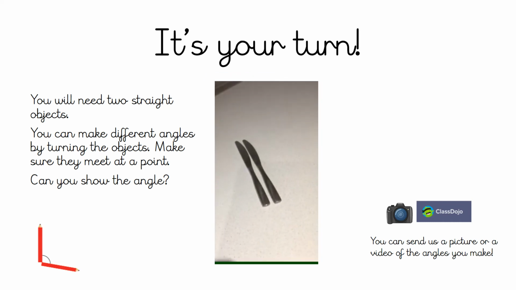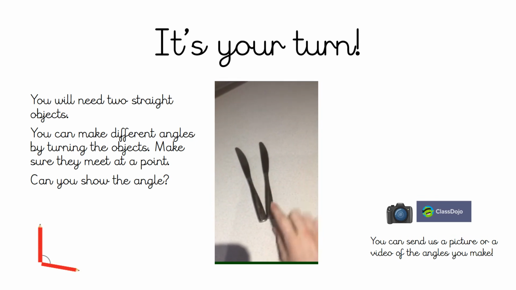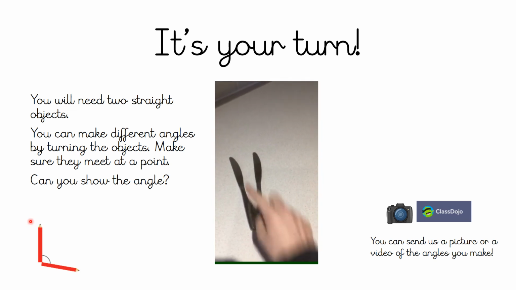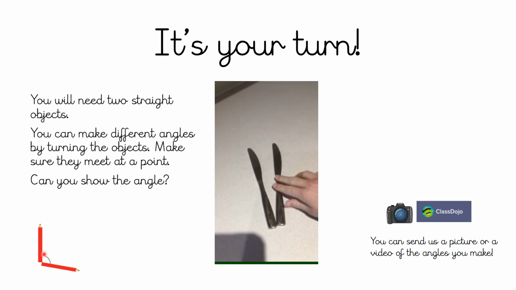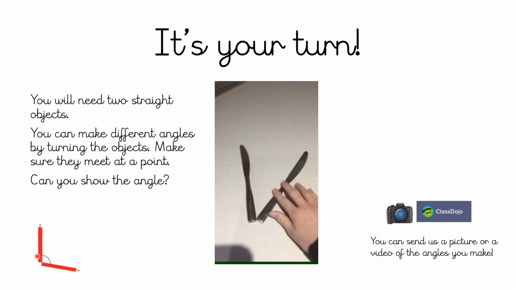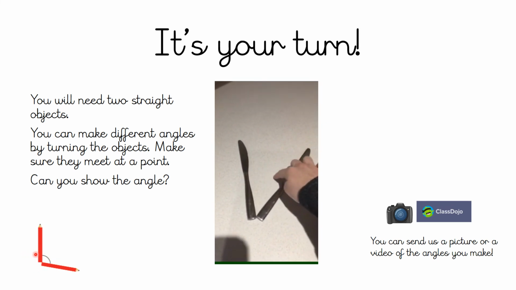So I have got 2 knives to show my 2 straight lines. And I'm going to arrange them so they meet at a point. 2 straight lines that meet at a point. And then I'm going to turn them, and here is my angle.